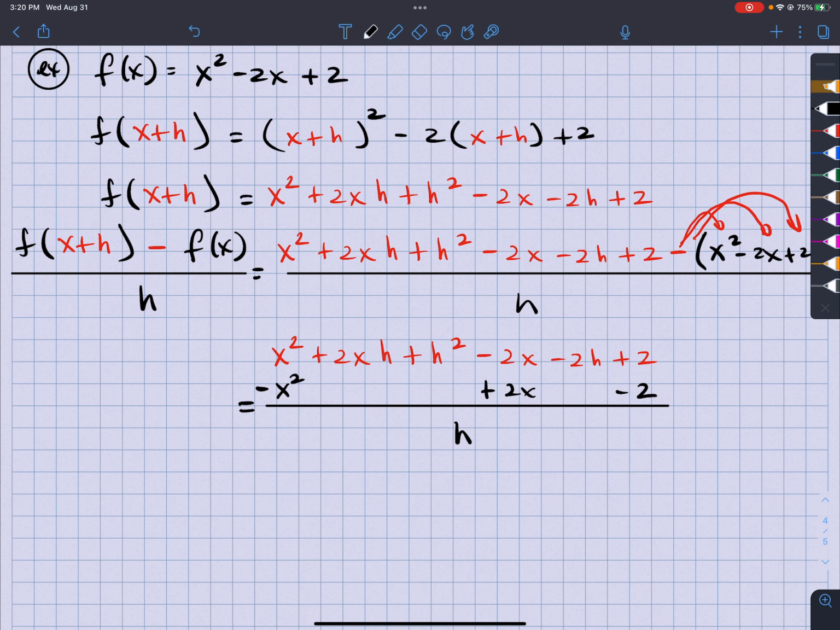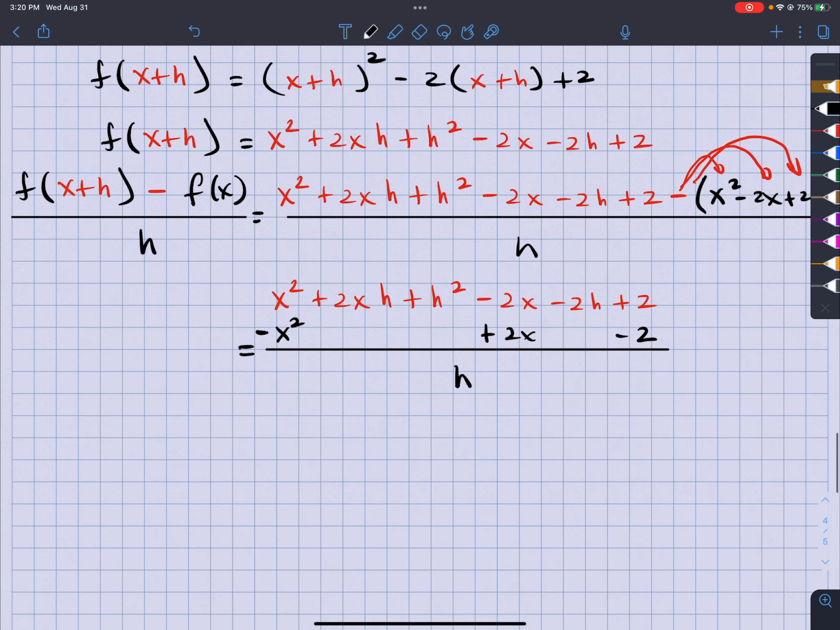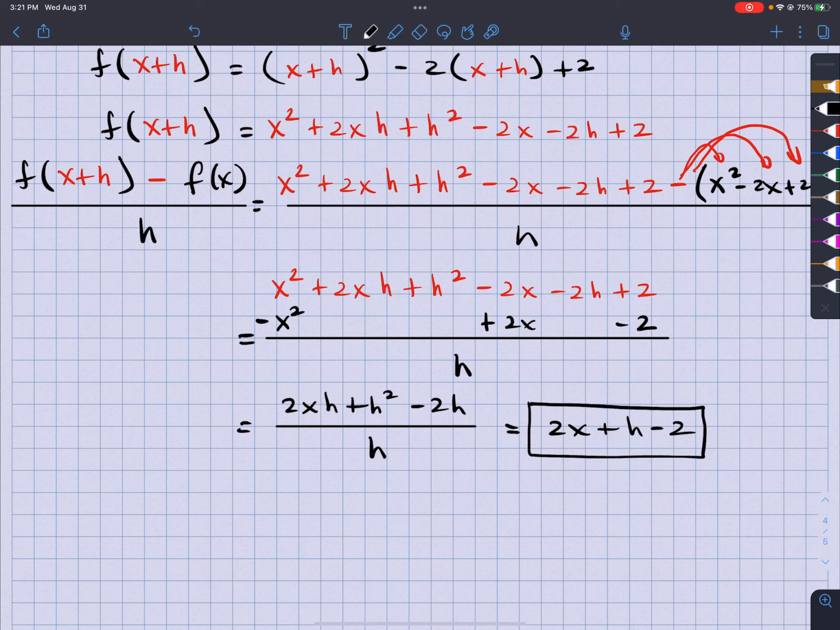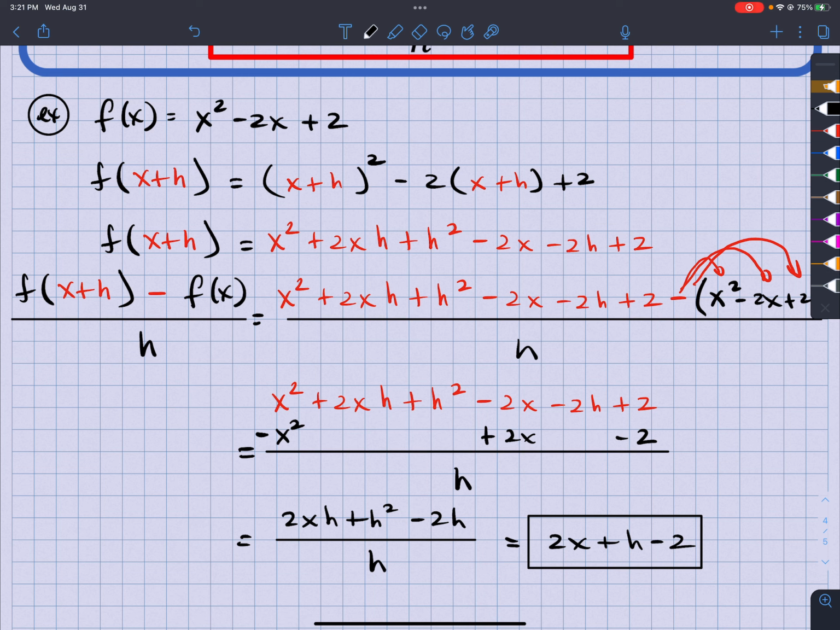If you notice, the f of x cancels itself out. So what I'm going to have left is 2xh plus h squared minus 2h over h. What I can see here is that there's an h as a GCF up top that can come out and cancel with this h here. So what I'm going to have left is 2x plus h minus 2. And that, ladies and gentlemen, would be my difference quotient for x squared minus 2x plus 2.